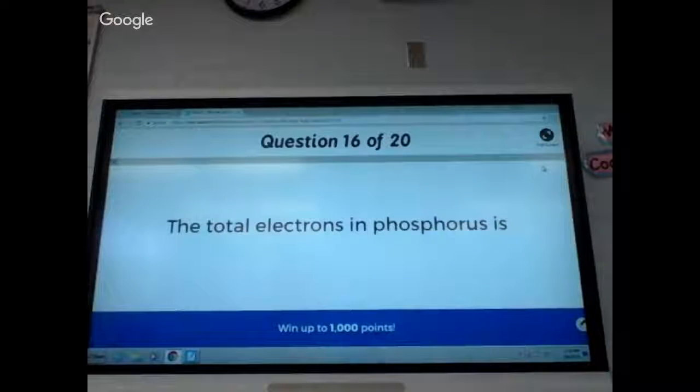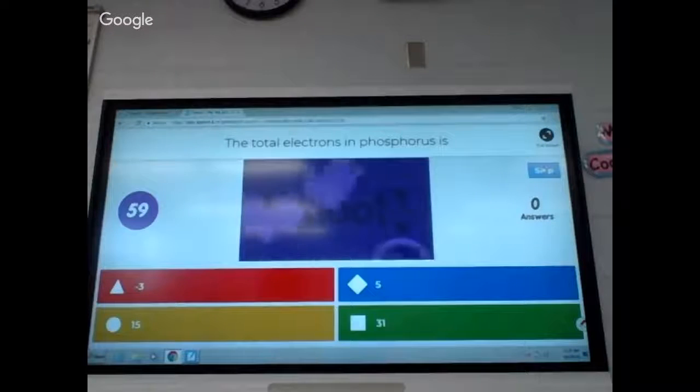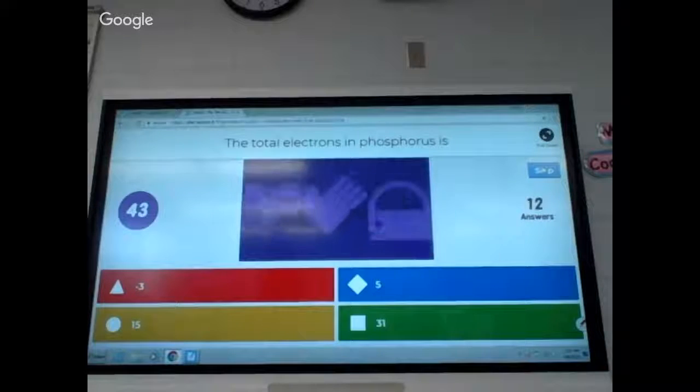How many electrons are in phosphorus? 31. P. It's on the right hand side above the staircase. Group 15. Number 15 on the table.